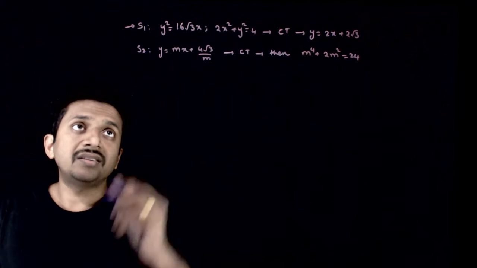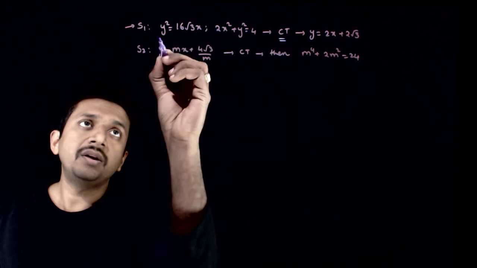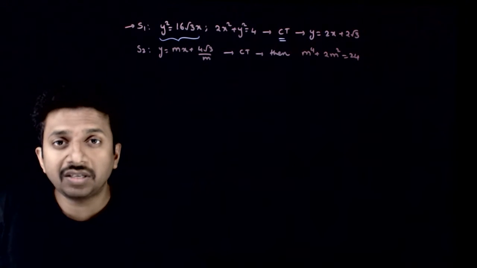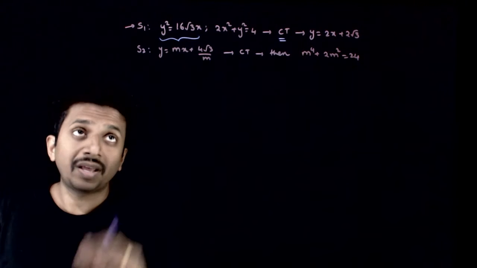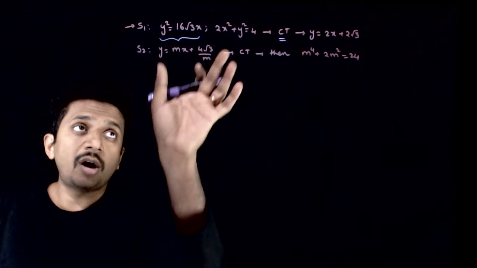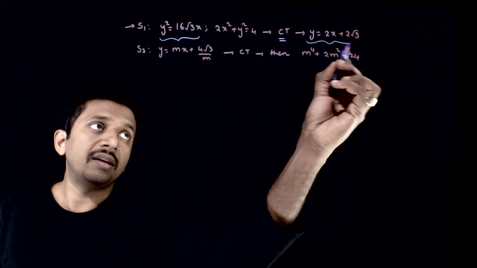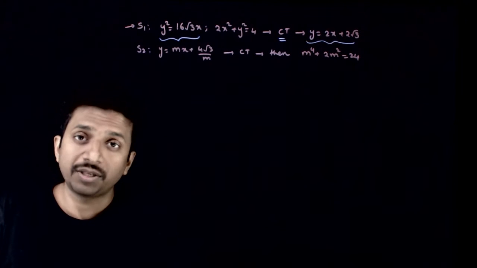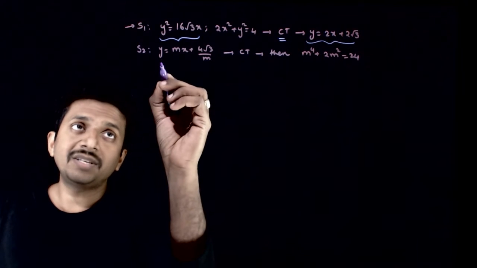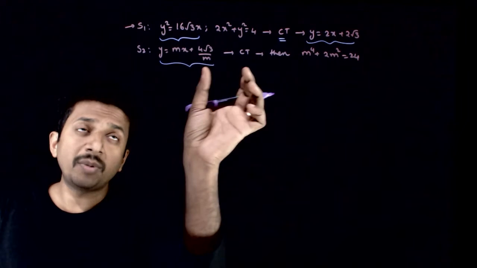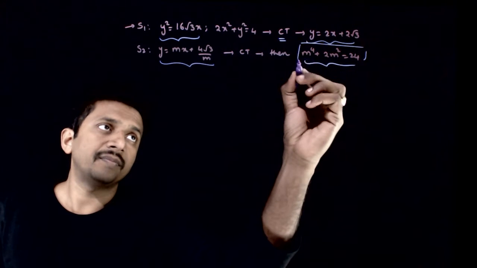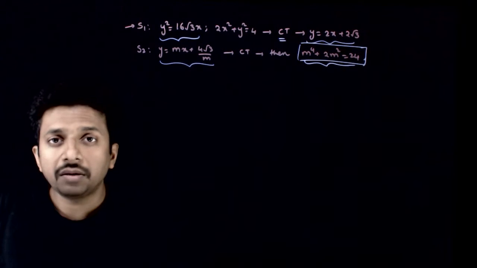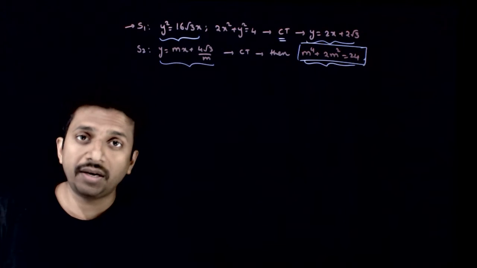The first statement is that the common tangent to the curves y squared is equal to 16 root 3 x and 2x squared plus y squared is equal to 4, a parabola and an ellipse, is y is equal to 2x plus 2 root 3. The second statement says that if this is a common tangent to these two curves, then this equation has to be valid. So let us check the validity of these statements.